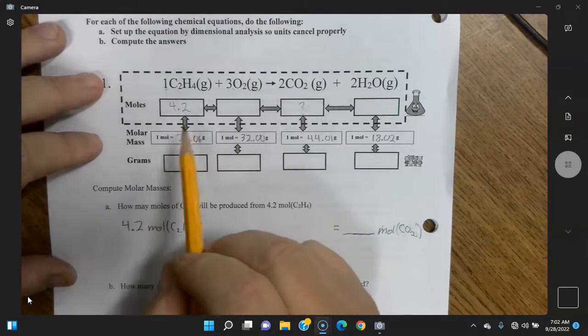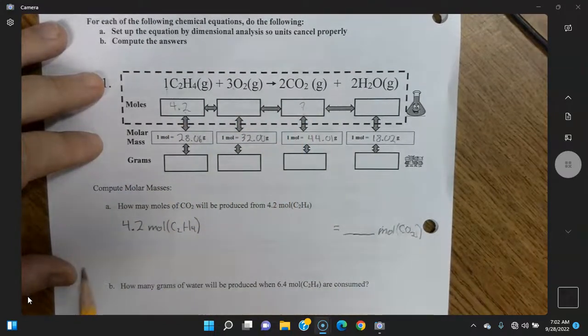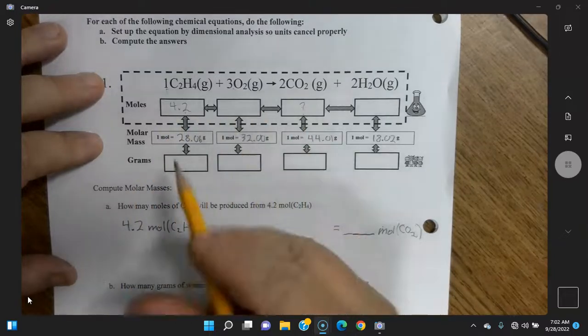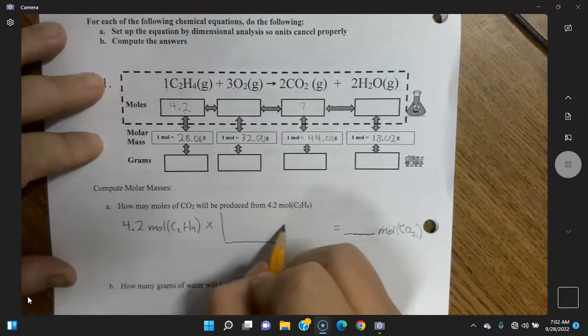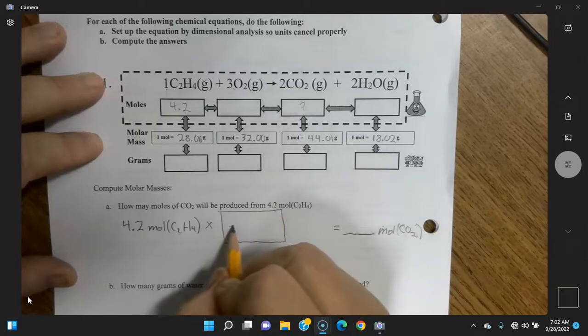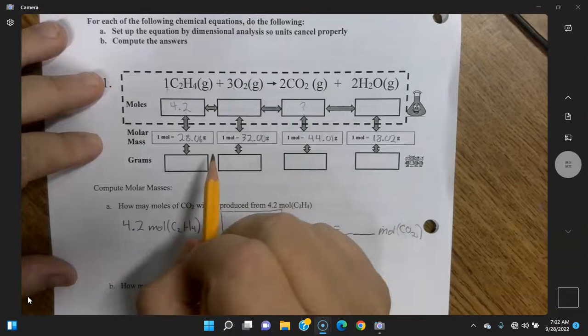Okay, so we only have to go in one direction. We only need one arrow. So we're going from here to here. That's a single conversion. Moles to moles is a single conversion. So times, I'm going to draw the box. I just think it's helpful at first to make it visual. And the equivalency simply comes straight out of the chemical equation.